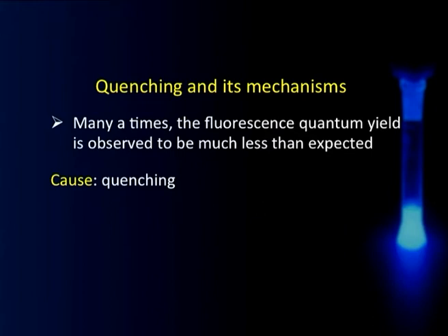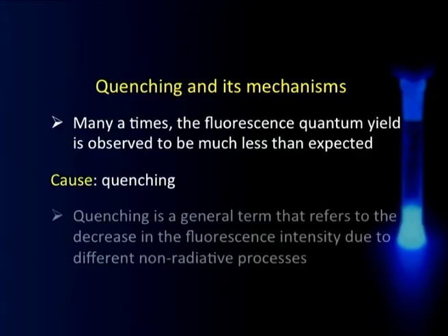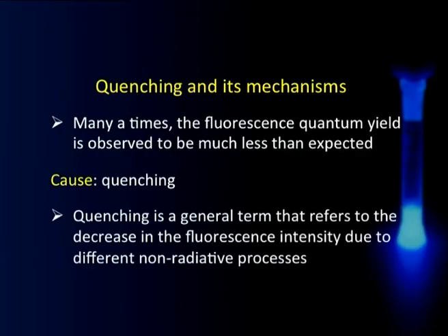That means there are certain mechanisms, in addition to what we just discussed as the photophysical processes, which make the excited singlet state decay. We can say quenching is a general term. It is a very broad term that refers to the decrease in the fluorescence intensity due to different non-radiative processes.